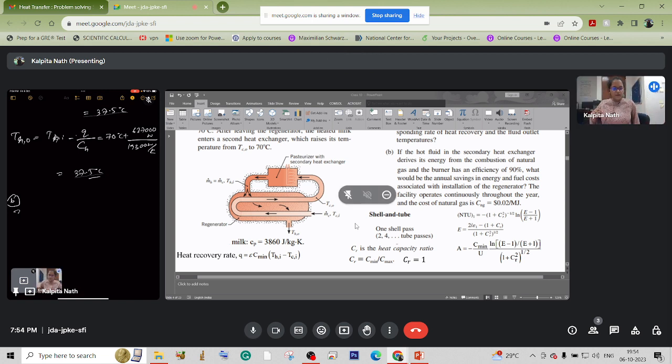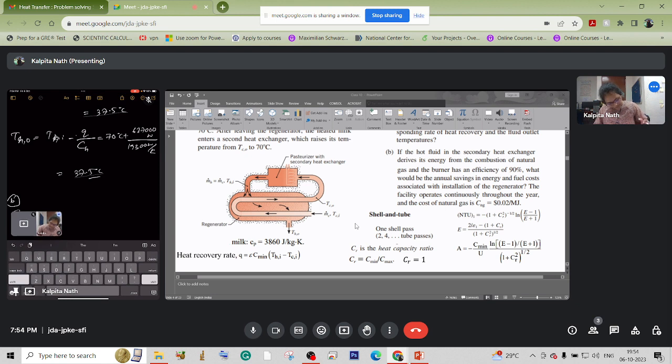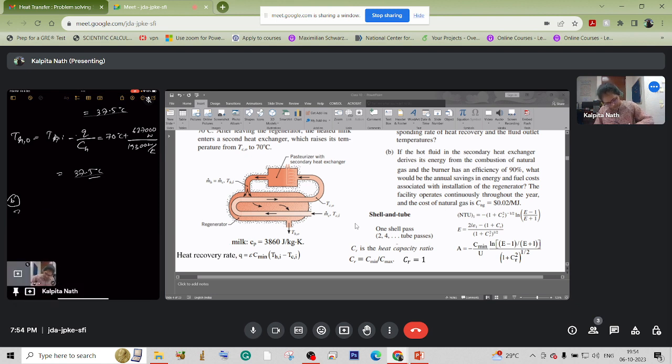Yeah, so I think we should proceed with the solution now. So first of all, the amount of energy recovered, as I already said, we'll find that out for continuous operation over 365 days.